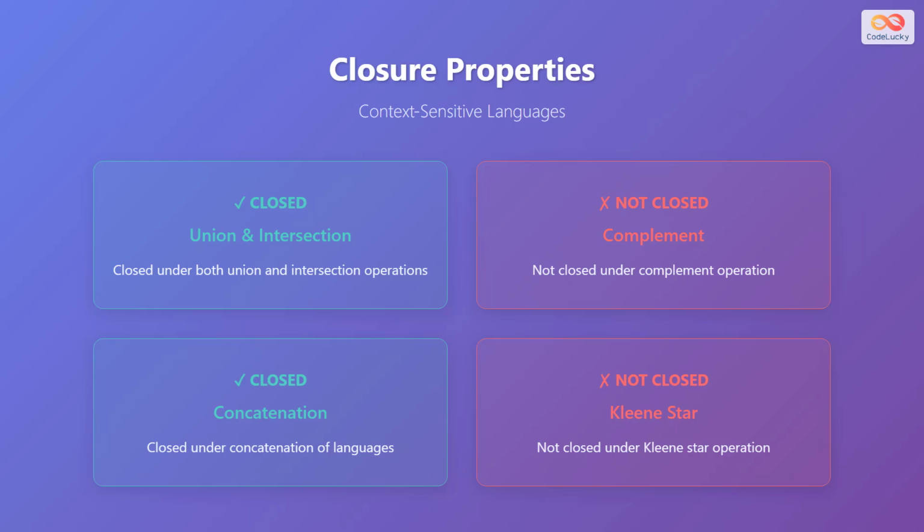Context-sensitive languages exhibit specific closure properties. They are closed under both union and intersection, but not closed under complement. They are closed under concatenation but not closed under the Kleene star operation.